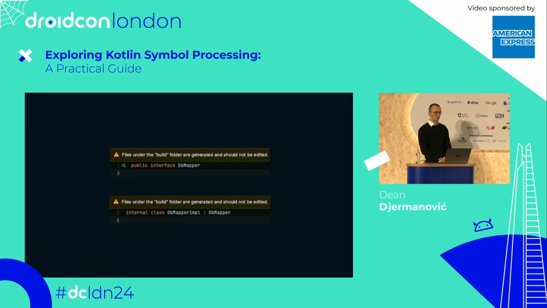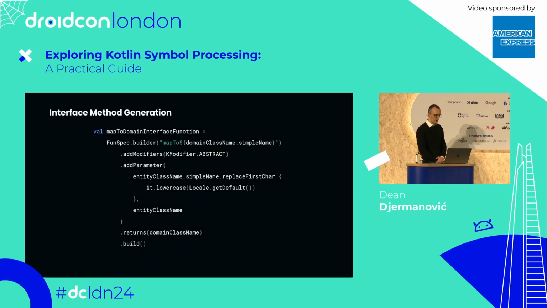And if we build our code now, we are going to see that two files are being generated, the DbMapper interface and the DbMapper implementation class, which implements the DbMapper interface. So for now, these two components are empty. They don't contain any functions. So let's add some functions to them. We'll start with the interface function.